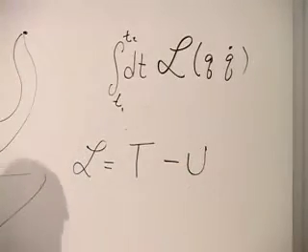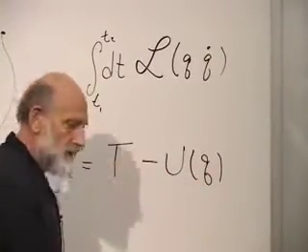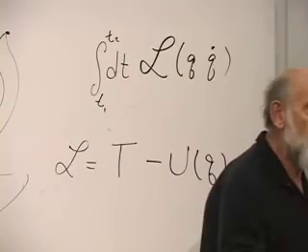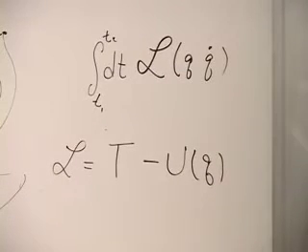The potential energy only depends on the Q's. It does not depend on the Q dots at all. It depends on position, but not velocity. The kinetic energy sometimes depends on both.